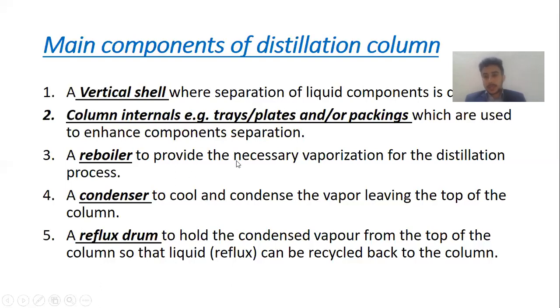And also, as we said previously, we have the condenser to cool and condense the vapor leaving the column, to convert this vapor into the liquid phase. And also we have the reflux drum. This reflux drum holds or stores the condensed vapor from the top of the column so that a liquid, or reflux, can be recycled back to the column. So the main target of reflux is to make our products purer and also to control the behavior of the column, like temperature and pressure.